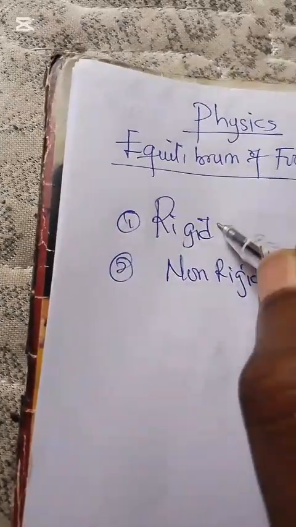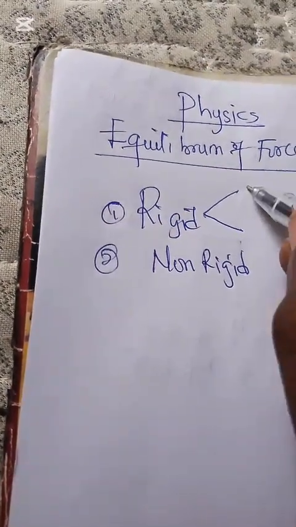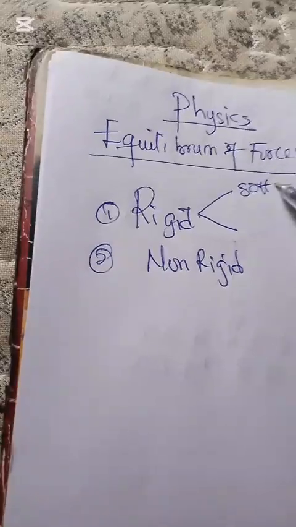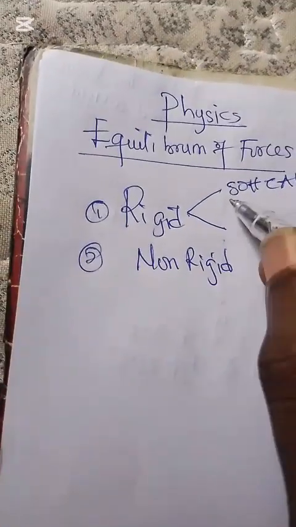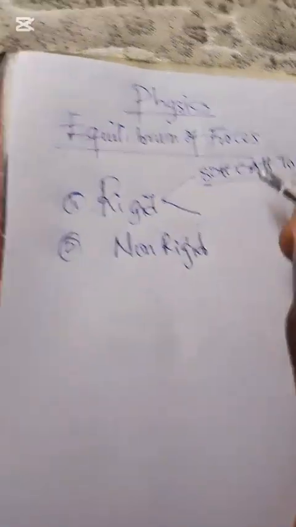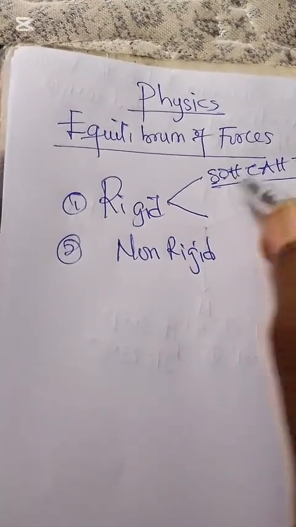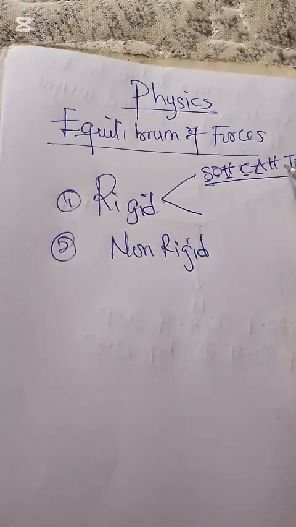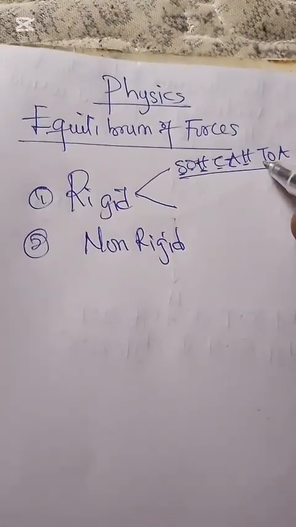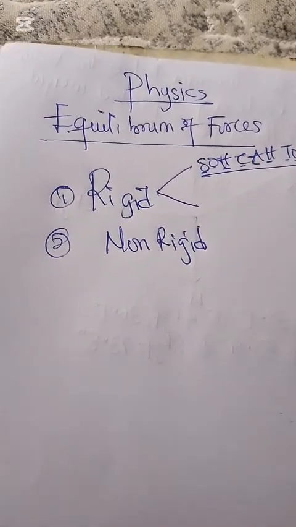For the rigid body, you should know how to use SOHCAHTOA. That is the basic trigonometrical ratio. The sine of an angle is the ratio of opposite to hypotenuse. The cosine of an angle is the ratio of adjacent to hypotenuse. And the tangent of an angle is the ratio of opposite to adjacent. You should know how to use this.